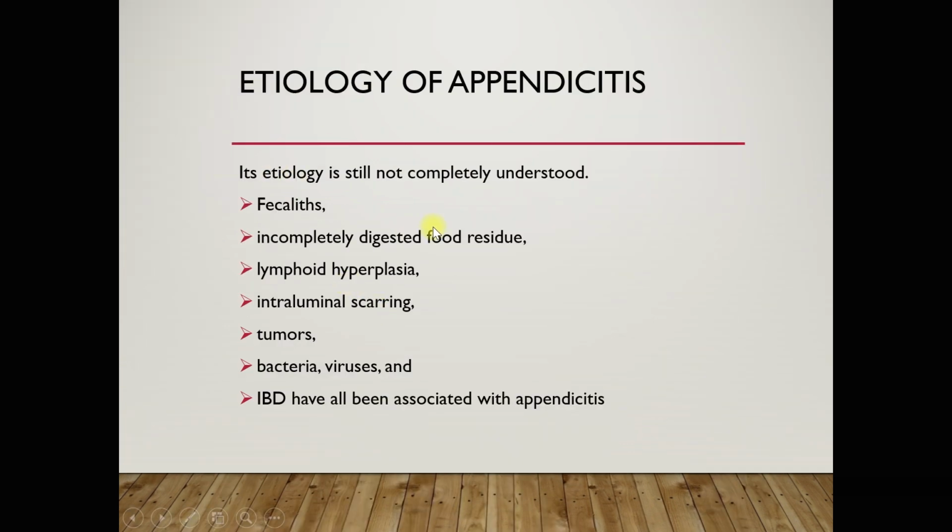Now let's see the etiology of appendicitis. Its etiology is still not completely understood, but the explained mechanisms are fecalith, incompletely digested food, lymphoid hyperplasia, intraluminal scarring, tumors, bacteria, viruses, and inflammatory bowel disease, all of which have been associated with appendicitis. All these etiologies are associated with obstruction of the appendix, which finally leads to appendicitis.